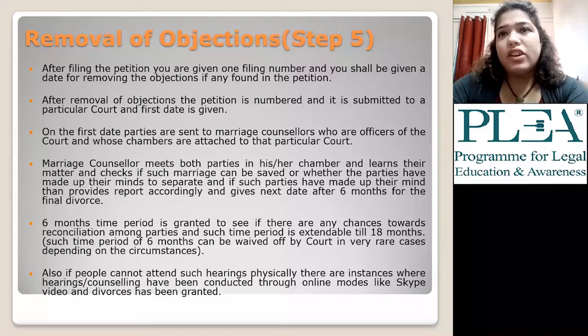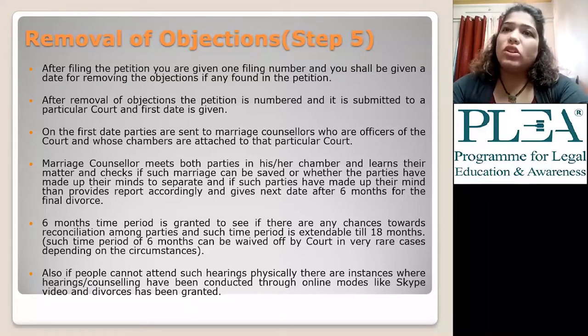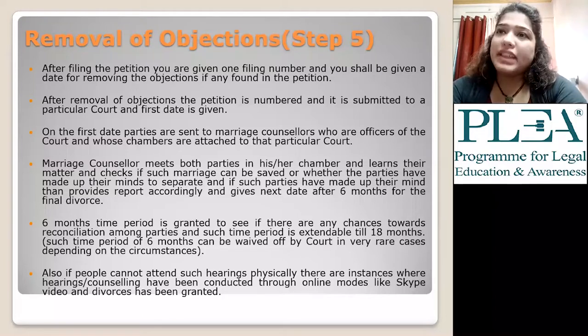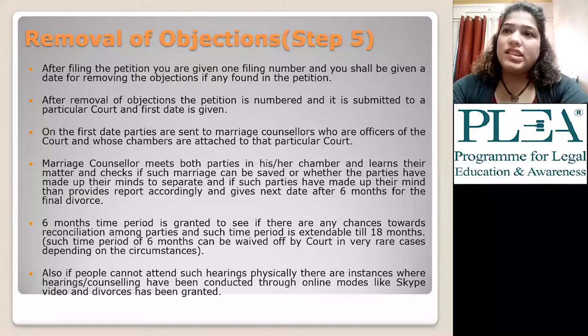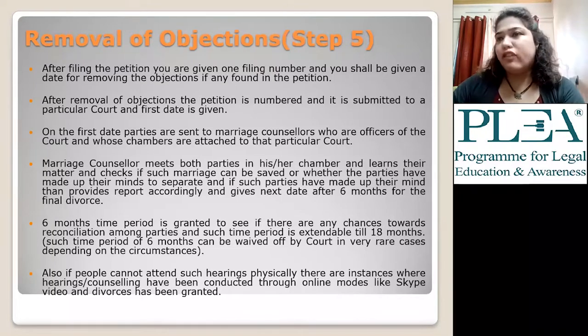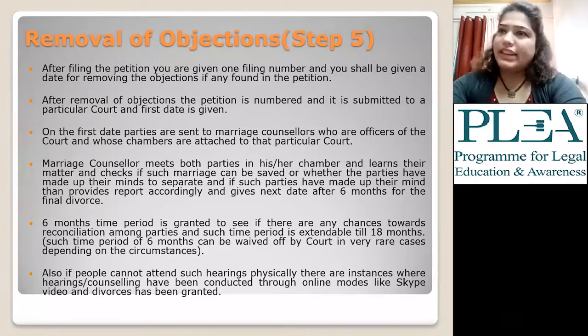So after the petition is given to a particular court, of course the date is also given when all the objections are removed. So on the first date, parties are supposed to attend. Both the parties are supposed to attend with their lawyers, if they are different lawyers. Then on the first date, parties are sent to the marriage counselors. Marriage counselors are officers of the court only. On every floor of the family court, there is a particular marriage counselor's chamber on that floor.